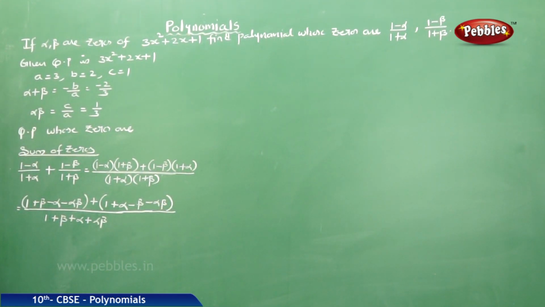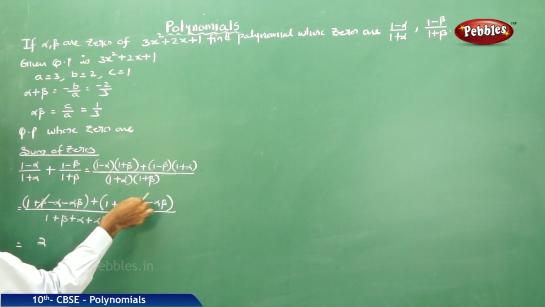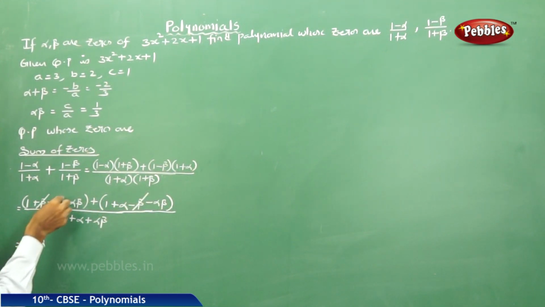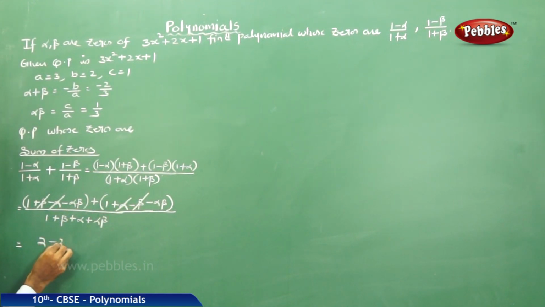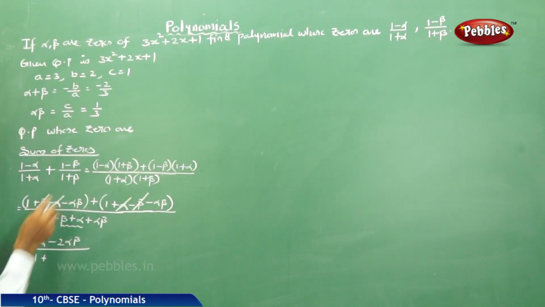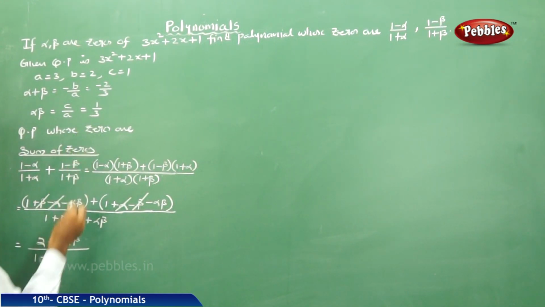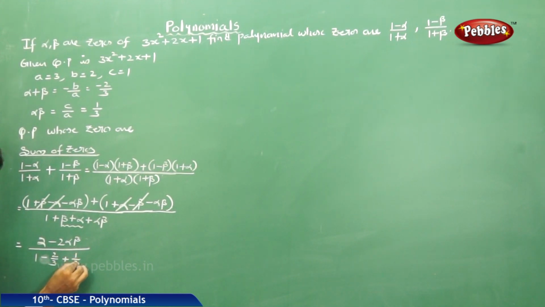Now that is equal to, let us see here the addition. 1 plus 1 is 2, plus beta minus beta get cancelled, minus alpha plus alpha get cancelled, minus alpha beta minus alpha beta is minus 2 alpha beta, by 1 plus alpha plus beta, whose value is minus 2 by 3, plus alpha beta, whose value is 1 by 3.